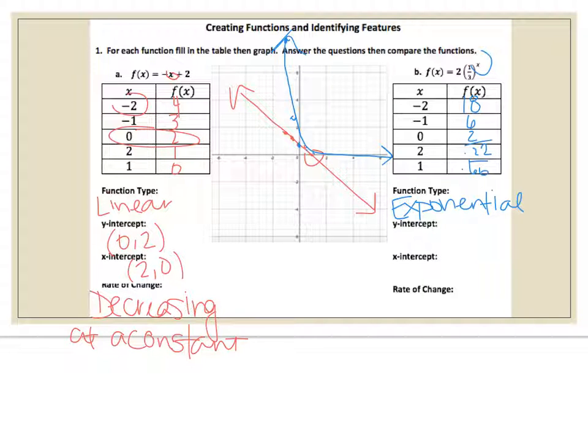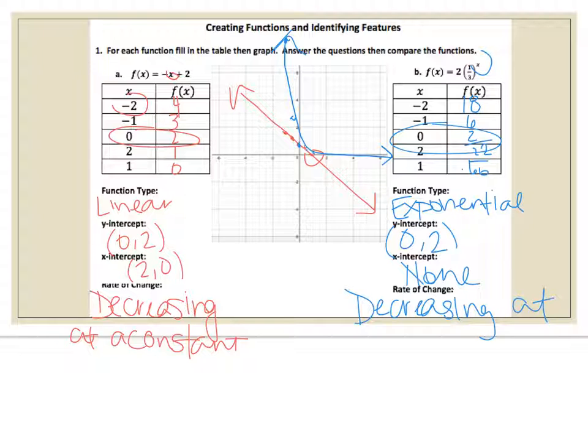The y-intercept again is 0, 2. X-intercept, exponentials are tricky. This one actually doesn't have one. And the rate of change, I know it's decreasing because it's coming down, but notice that it's starting really steep and flattening out. So it's decreasing and it's slowing down, so at a decreasing rate. Make sure the back of your worksheet is filled out just like this slide.